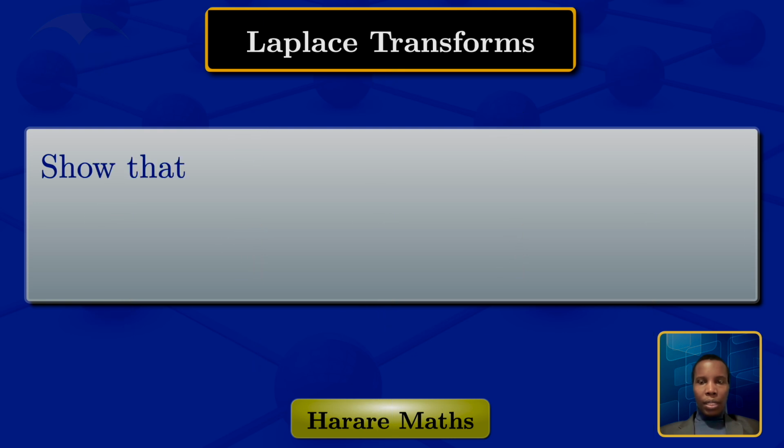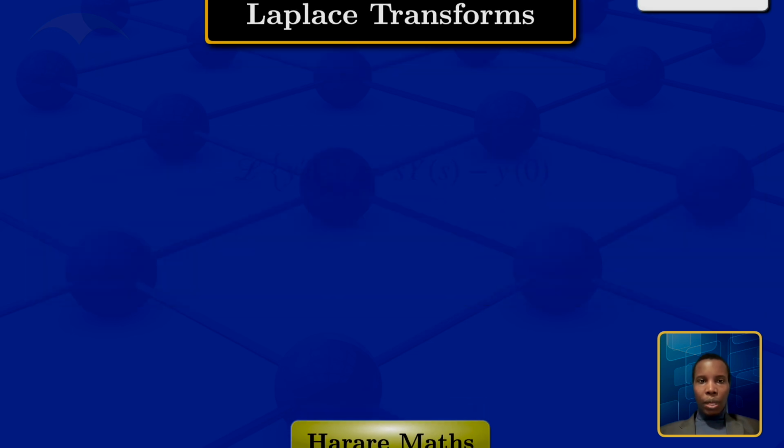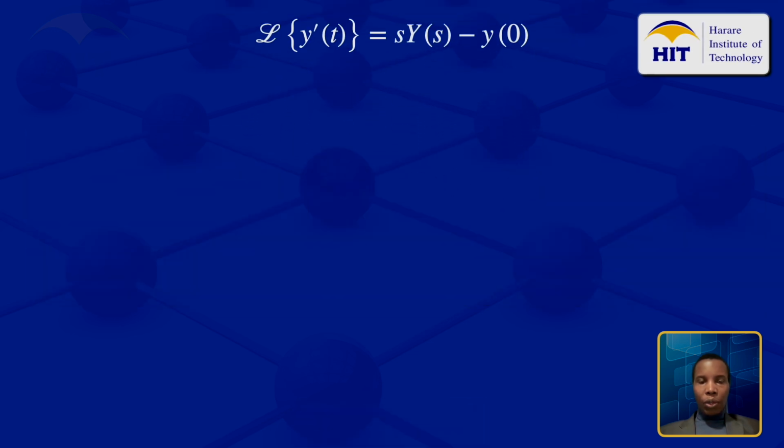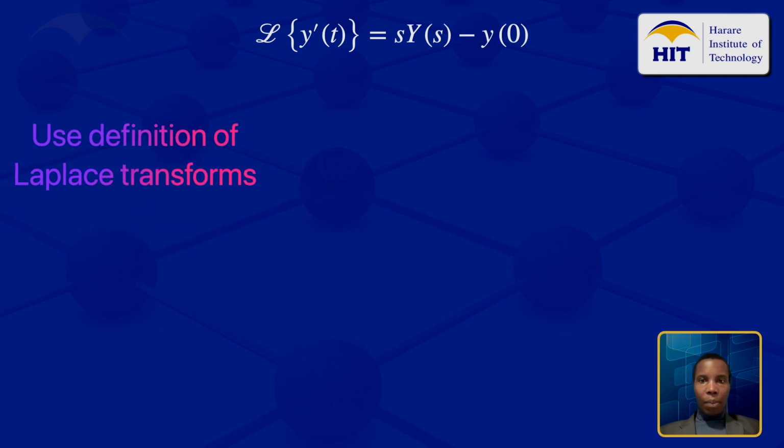I'm going to show that the Laplace transform of y prime is equal to s multiplied by Y of s minus y evaluated at 0. So we want to show that, and I'm going to use the definition of the Laplace transform.